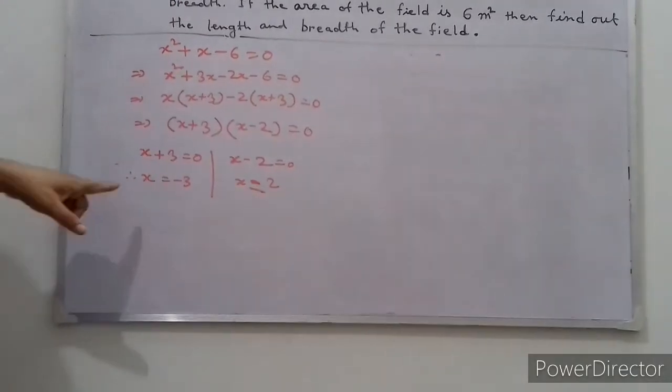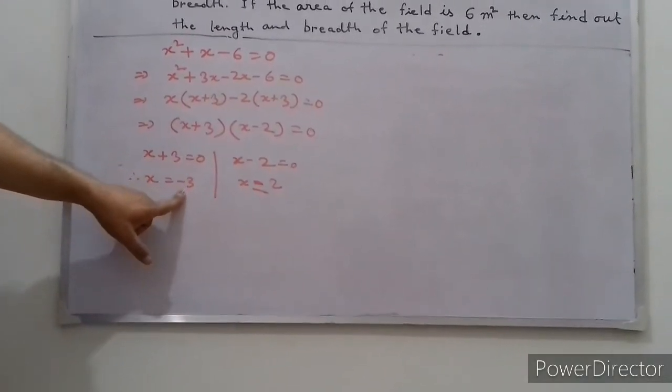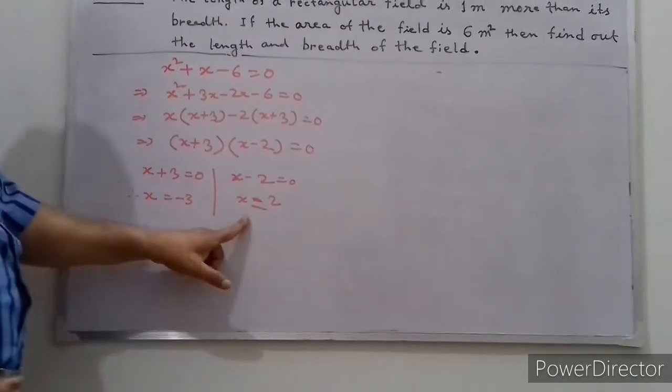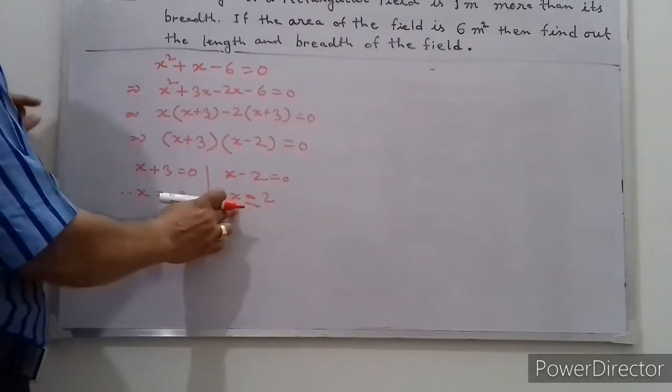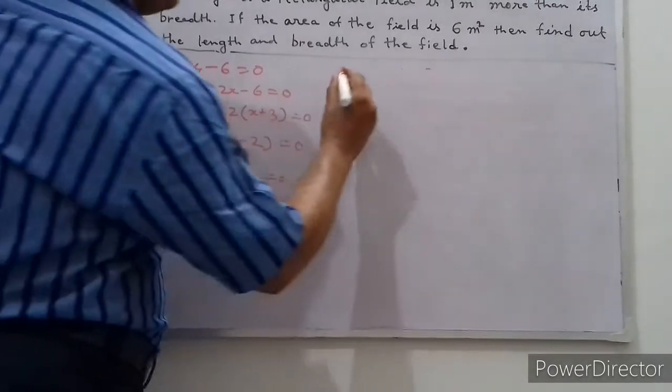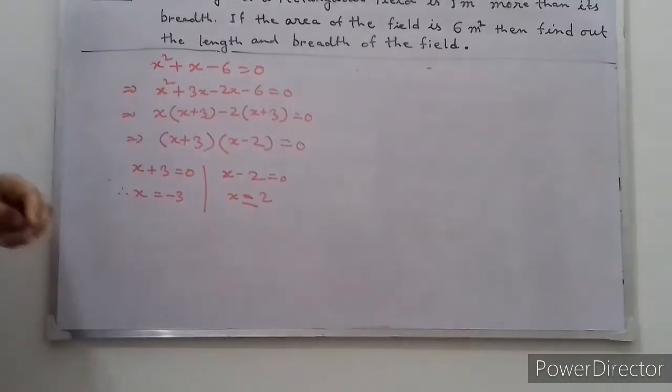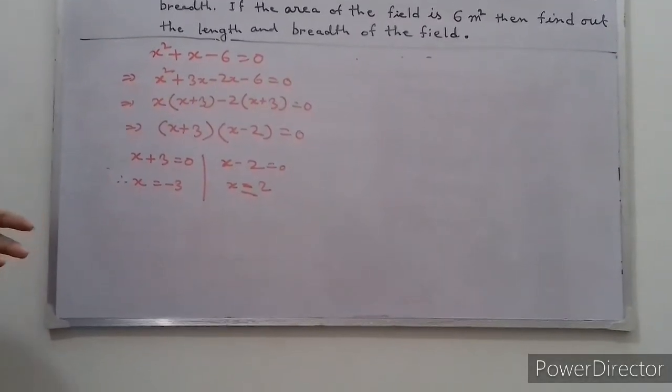But for this case we cannot take this value because this is a negative value which cannot be the breadth of the field. So the value of the breadth, or value of x, is here 2. So breadth equals 2 meters and accordingly length is 2 plus 1 meter equals 3 meters.